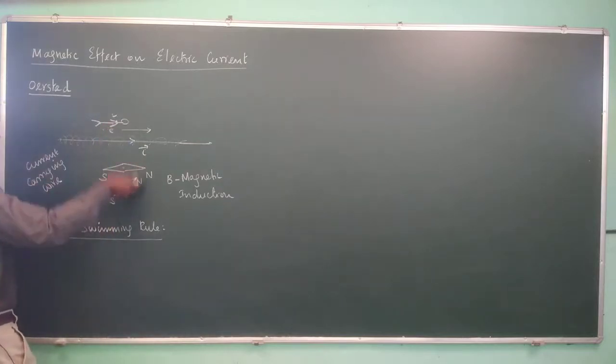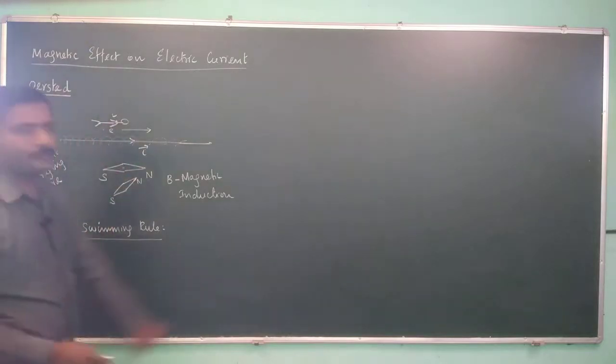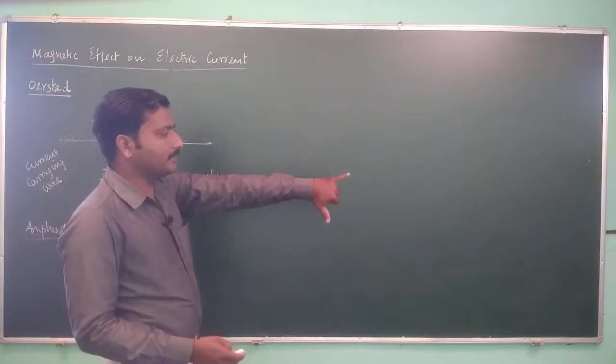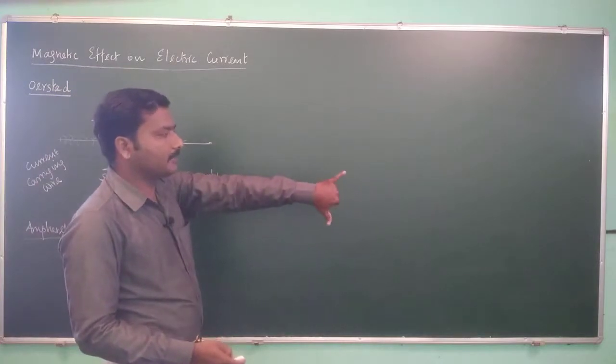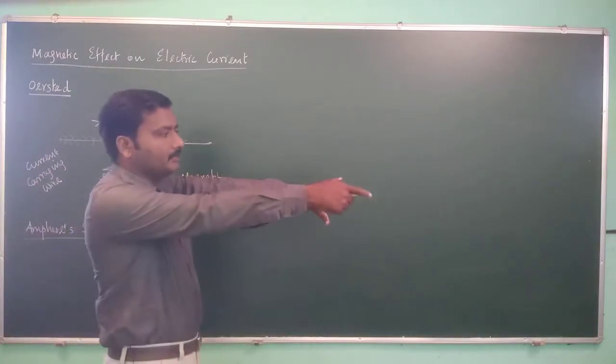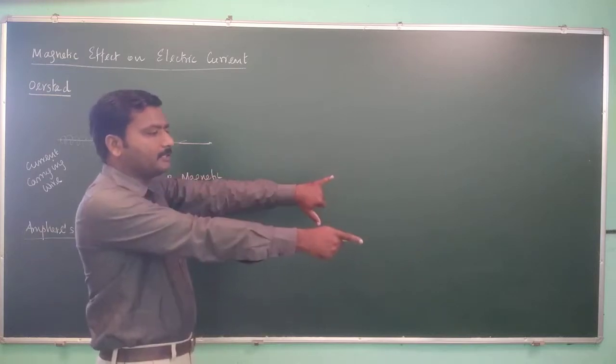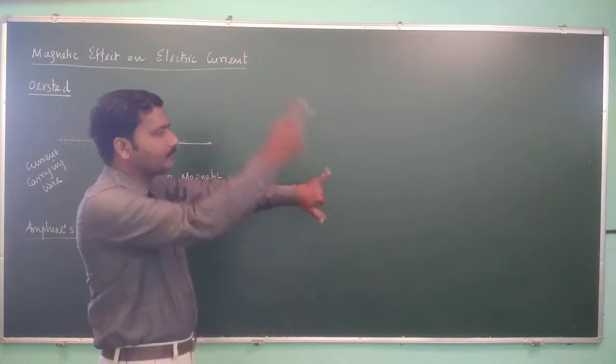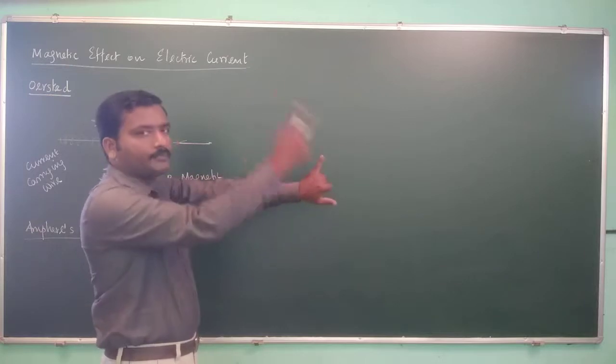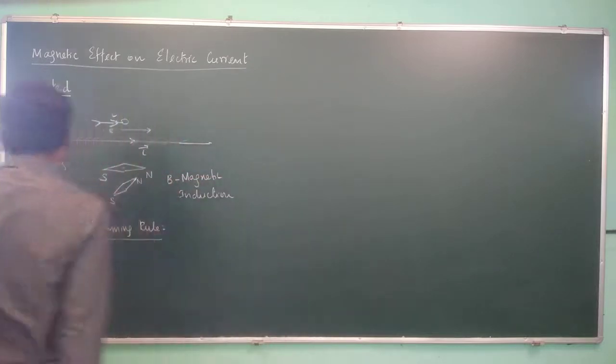What happened? The needle goes up. So this is the left hand, this is the right hand. So he will swim like this, and when you enable the current through the wire, this needle will get deflected towards his left hand. So it goes up. That is what he concluded.